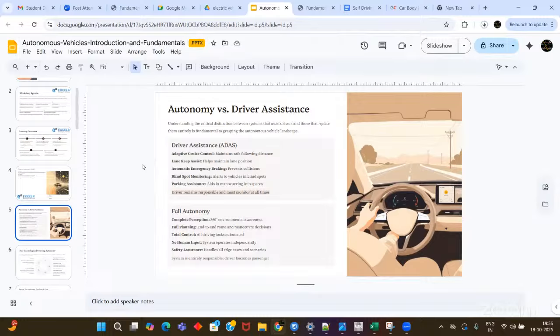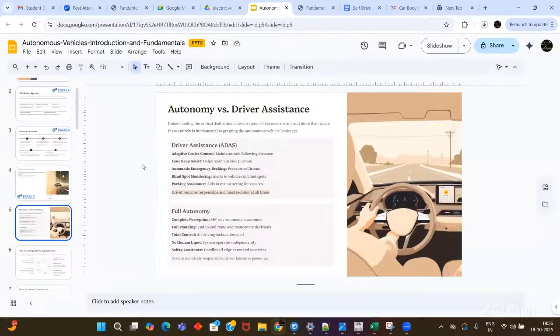Okay. Now comes the full autonomy. In the full autonomy section, the complete perception, that is 360-degree environmental awareness, is needed. Now full planning. So end-to-end route and maneuver decisions are also needed. Total control. So all driving tasks are automated here. No human input. So system operates independently. Safety assurance. So it handles all edge cases and scenarios. System is entirely responsible. Driver becomes a passenger. Now we'll also read this again to have understanding in a thorough manner.